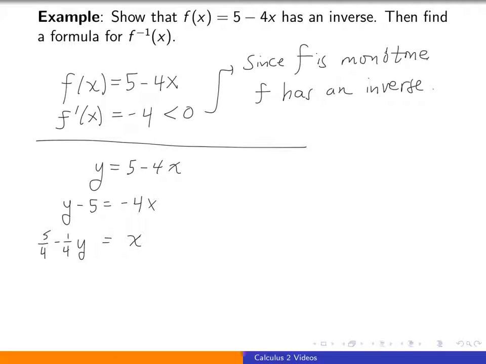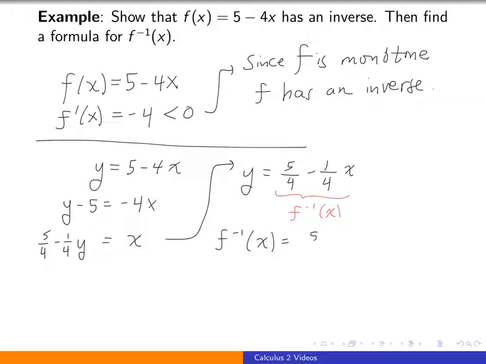And once we have solved for x in terms of y, what we do is we interchange those variables. That is, I now write it as y equals 5/4 minus 1/4 x. And when we do so, this function that we have for y is really f inverse. That is to say, in this case, f inverse of x is equal to 5/4 minus 1/4 x.